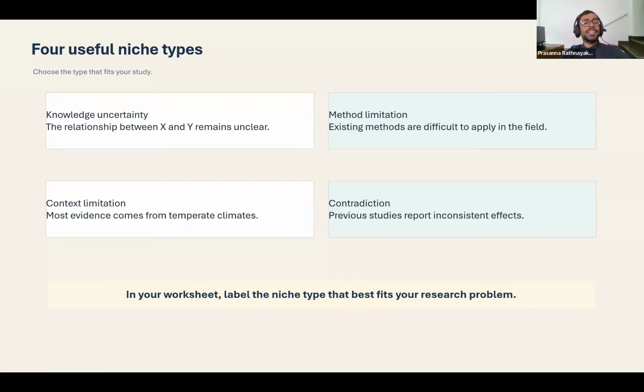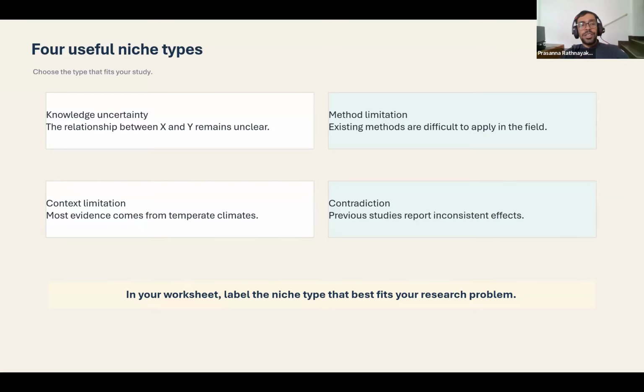You may have a context limitation as well. Evidence exists, but not for a tropical climate context. Maybe it's not about Sri Lankan material. Maybe it's not addressing a local population, or maybe a specific engineering environment. So there can be a context limitation.